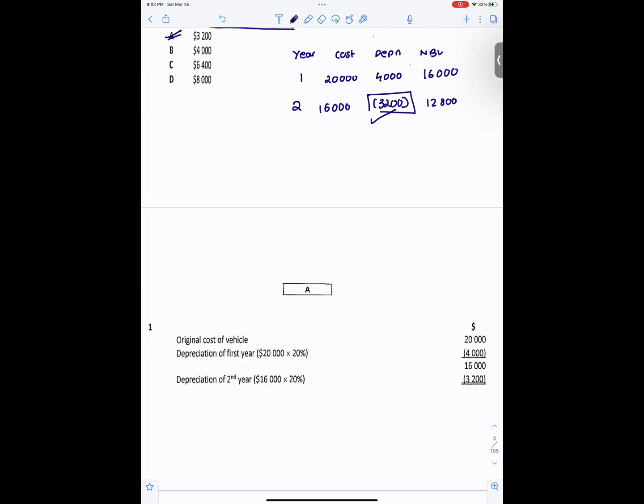You do 20,000 into 20%, and then whatever answer you get, you minus it, then you again take 20% of it. 16,000 into 20% gives 12,800. So what is the depreciation at the end of year 2? 3,200. With me? Yeah.